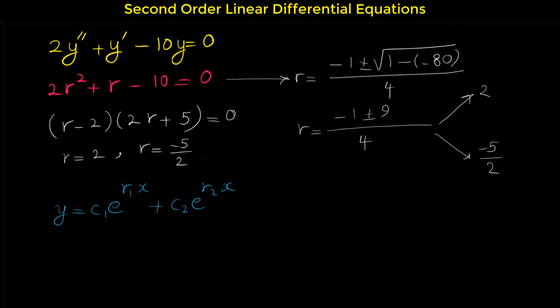Here we have 2 distinct roots, so we use these roots in these formulas. So the solution is c sub 1 e to the 2x plus c sub 2 e to the negative 5 over 2 x.